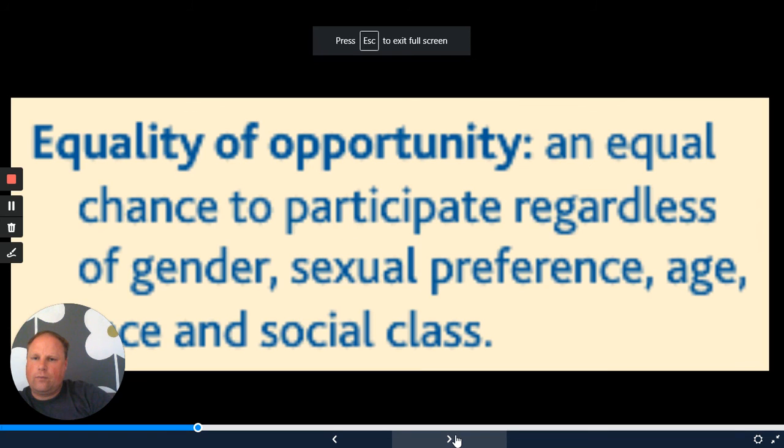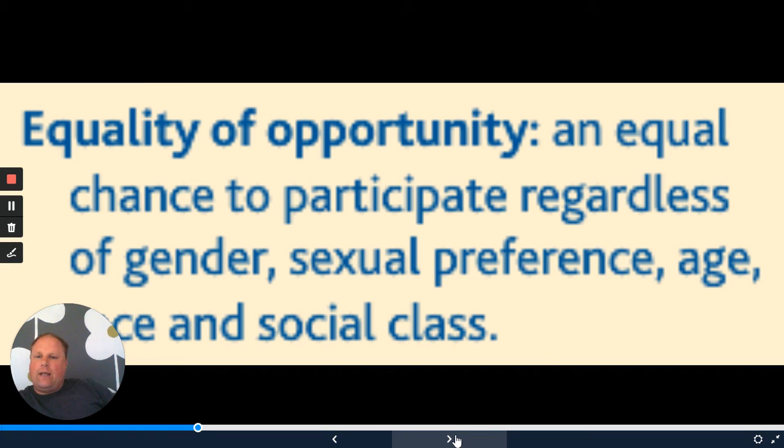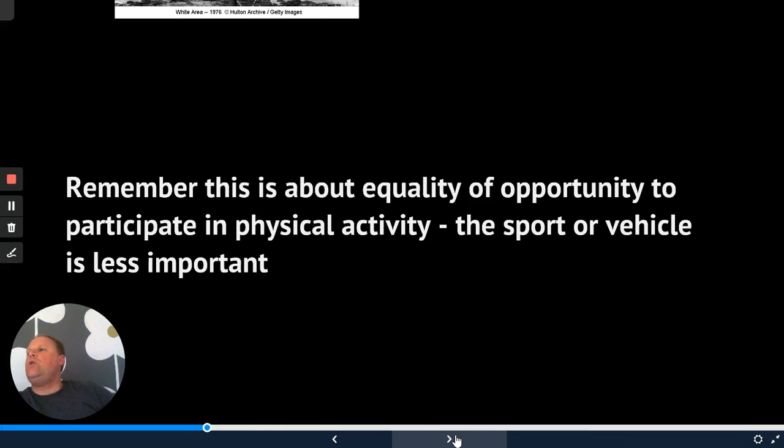Equality of opportunity. A key phrase that we need to bear in mind is that it's about an equal chance to participate regardless of gender, sexual preference, age, race, and social class. That is race underneath my picture there. So again, equality of opportunity: an equal chance to participate regardless of gender, sexual preference, age, race, and social class. What we use in order to achieve equality doesn't really matter.